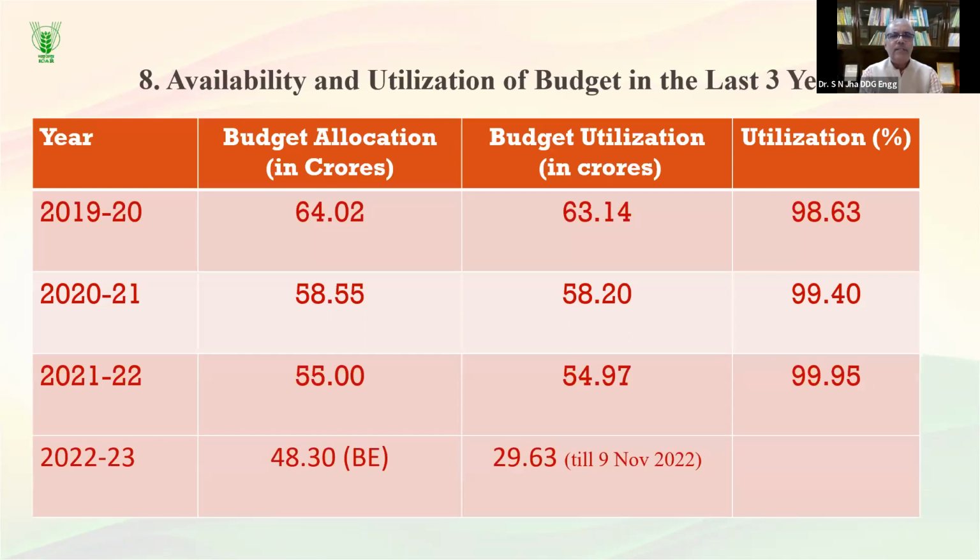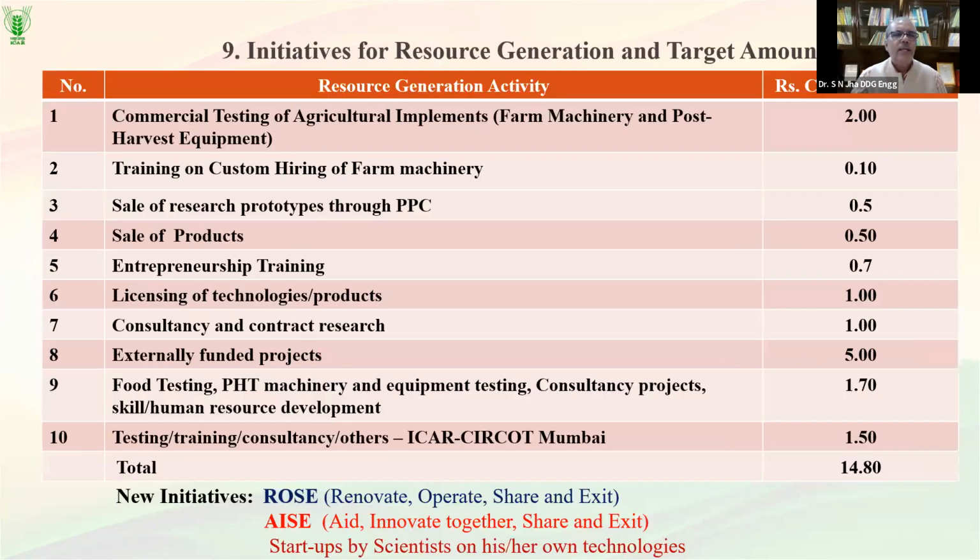Then comes the availability and utilization of budget in the last 3 years. You may see the table is red already. The figure is red: from 2019, 64 crore, to 2022, it is 48 crore. So nothing to say. The table itself speaks.